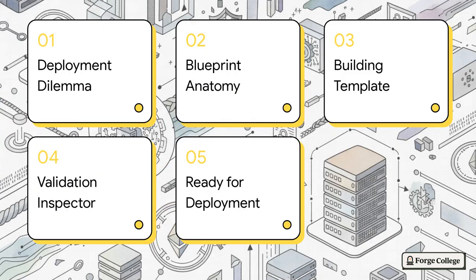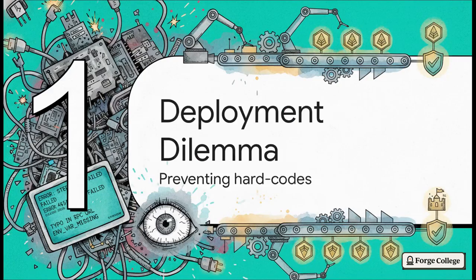Here's our roadmap for today's explainer. First, the deployment dilemma. Second, blueprint anatomy. Third, building the template. Fourth, the validation inspector. And finally, ready for deployment. So, kicking things off with Section 1, the deployment dilemma, preventing hard codes.